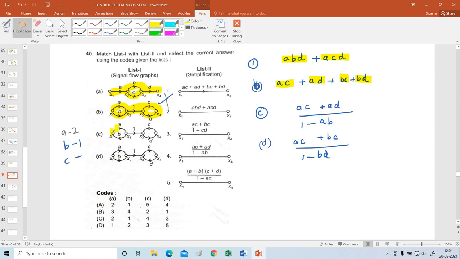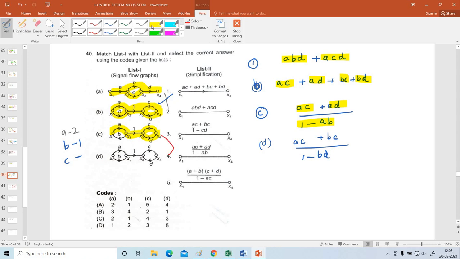Then C. The forward path is AC, then AD forward path. Then the loop: the loop is A into B. Only one loop is available, 1 minus AB. So C is equal to AC plus AD divided by 1 minus AB, that is 4.